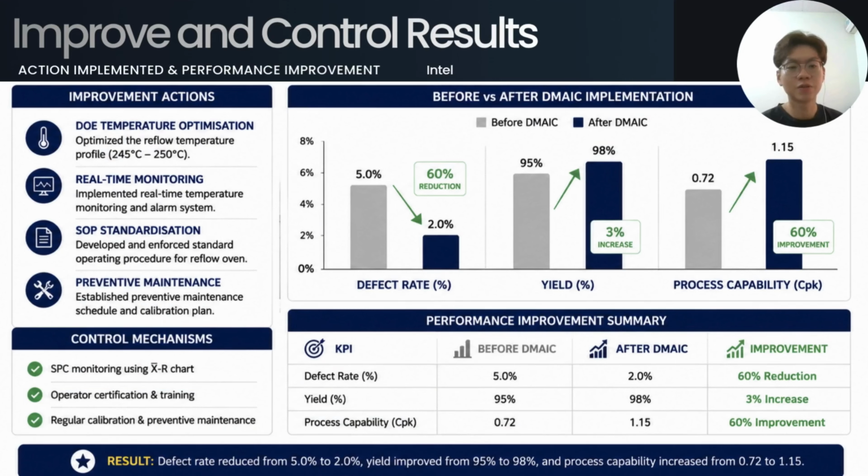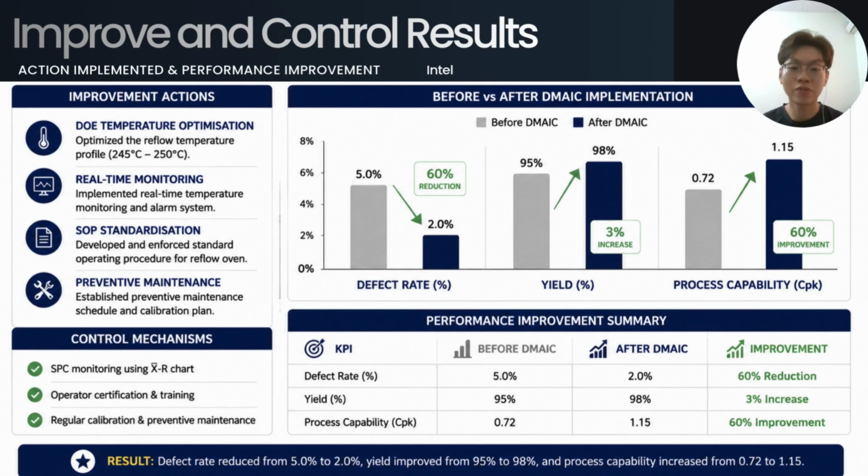There are several corrective actions that we implemented. This includes optimizing the temperature profile by using design of experiments, introducing real-time temperature monitoring, standardizing operating procedures, and establishing a preventive maintenance schedule. To ensure that all these improvements were sustained, we also use control measures. For example, we always monitor, we let our operators have certifications, and regular collaboration activities.